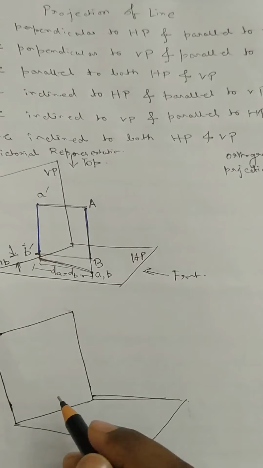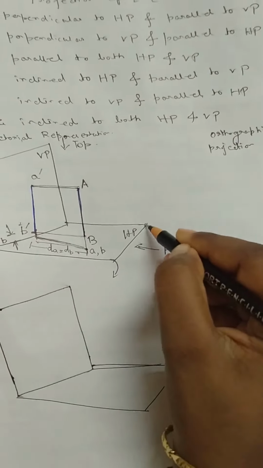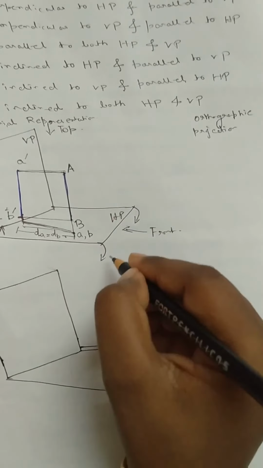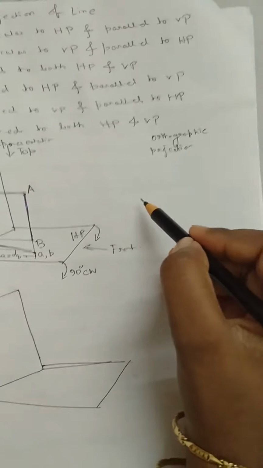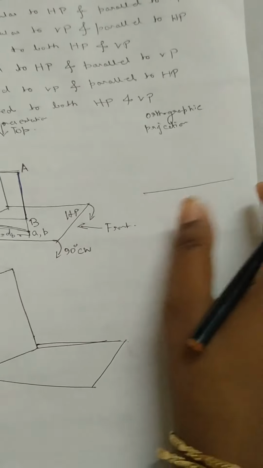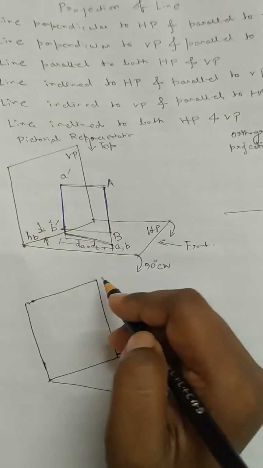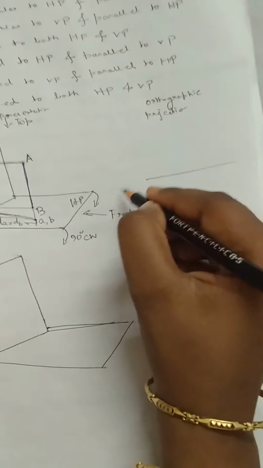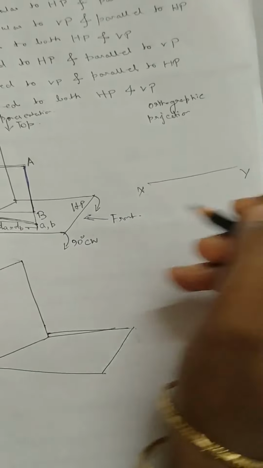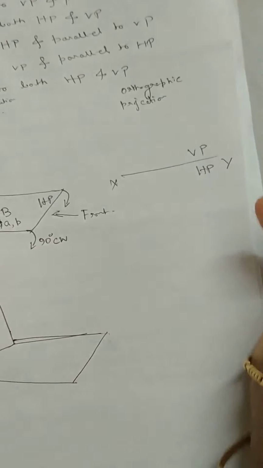Now I am going to rotate this plane, HP plane, about 90 degrees in the clockwise direction, so that we can get our 2D plane. I hope you understand. Just rotate this one, you will get your 2D projection. So this line will be XY, just like here. So this will be your HP, this is your VP.